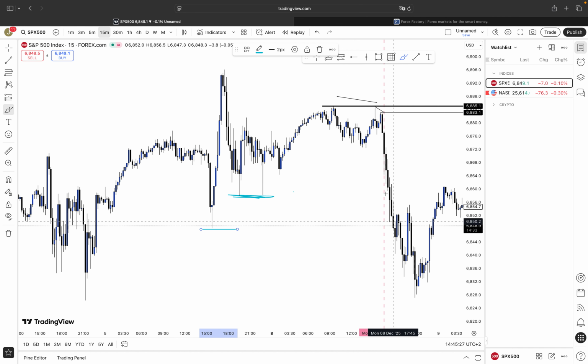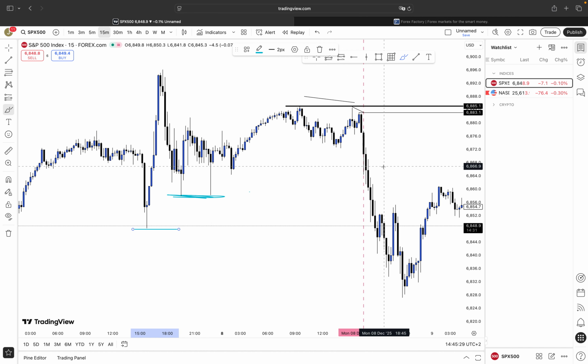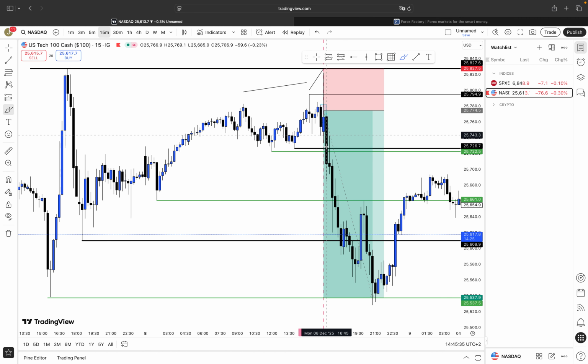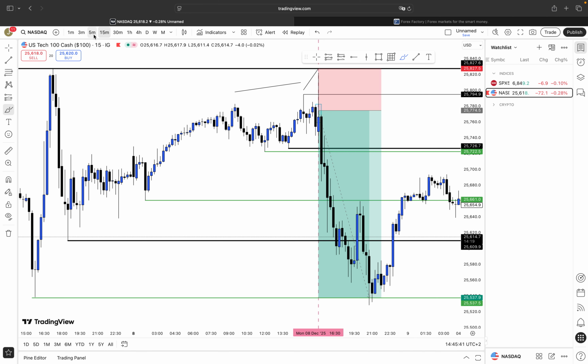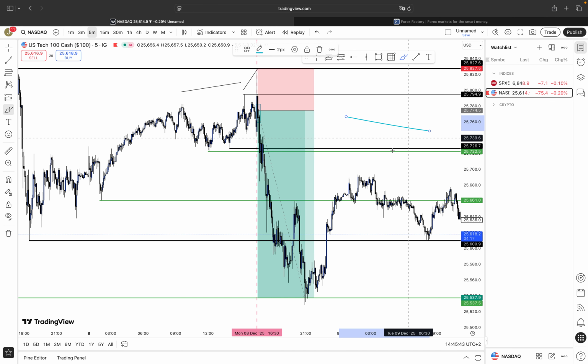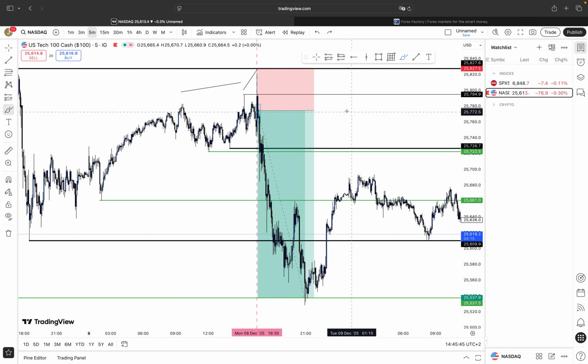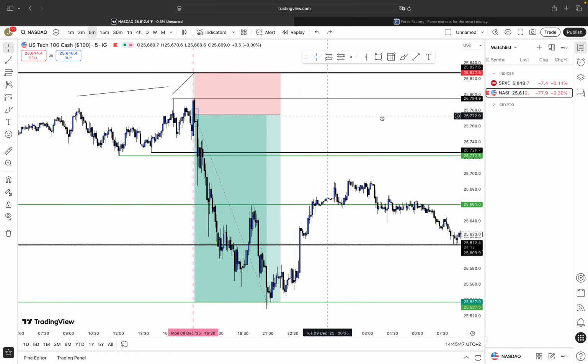ES went pretty heavily down, like there was no real retracement, while Nasdaq was moving with retracements. Maybe you could have entered off of a 5-minute retracement also, and then off of 1 minute confluences whatsoever.